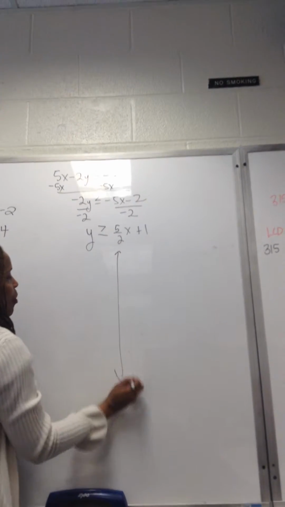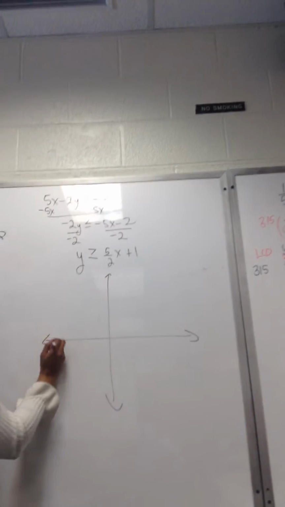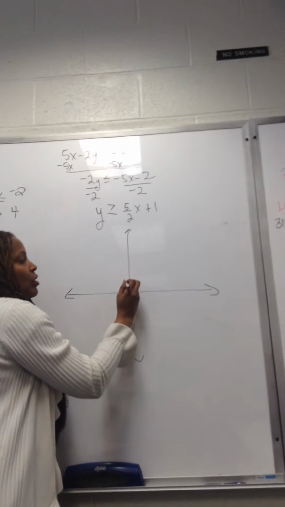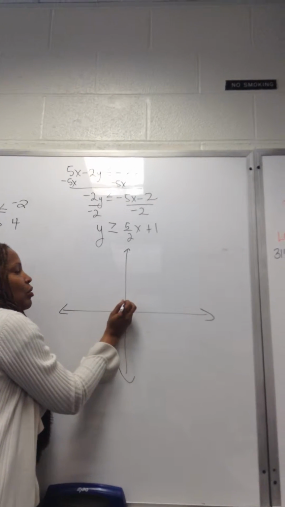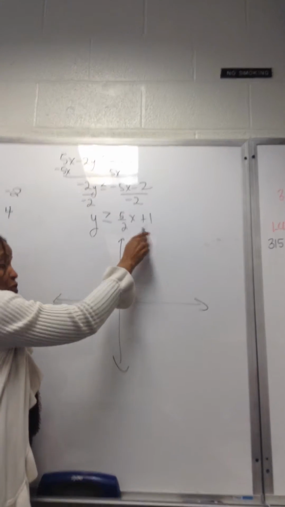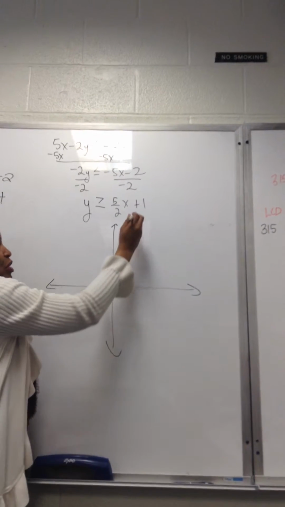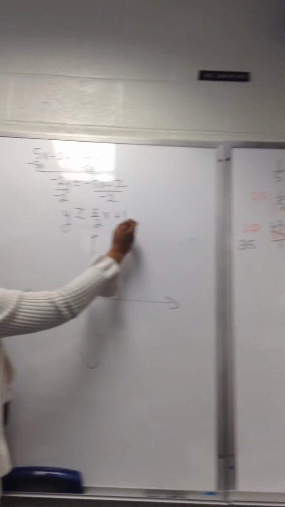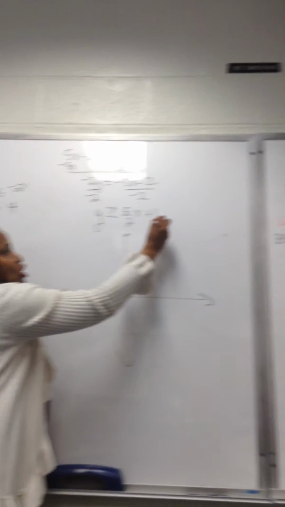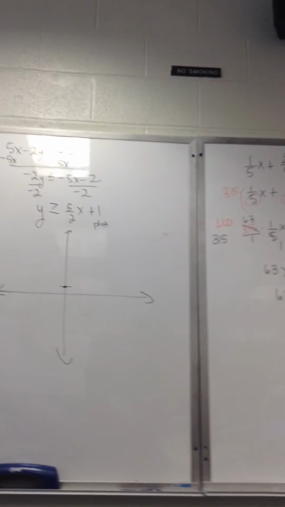All right. So, if I were to graph this, the y-intercept is what? Y is 1, x is 0. So, the y-intercept is 1. Remember, you always plot the y-intercept, and then you perform the slope to graph it.